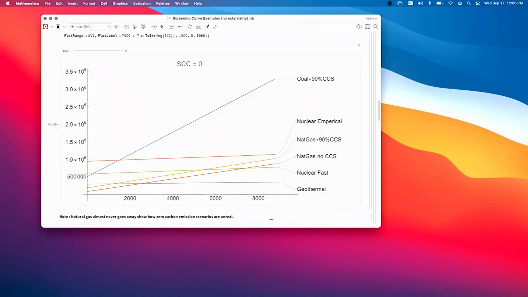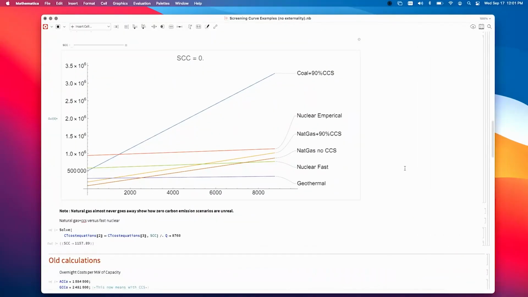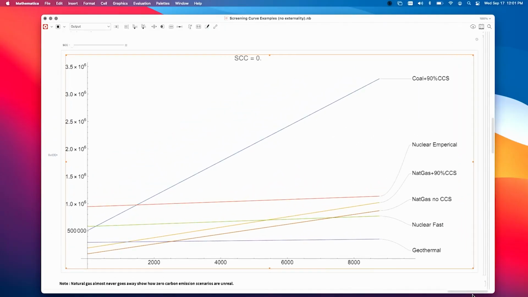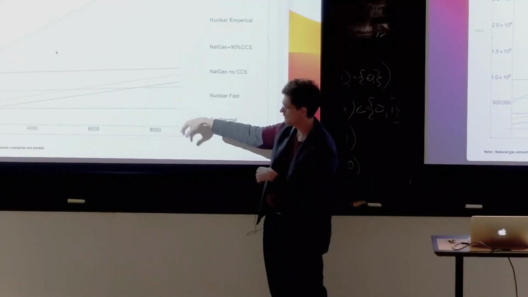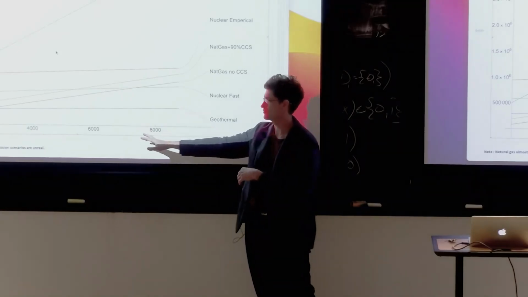All right, here it is. So again, these are slightly old inputs for the technologies. But you can see this is basically what we were looking at. They don't match the one on the previous slide. Here geothermal has come down in price. So in this case, geothermal is the baseload technology of choice.